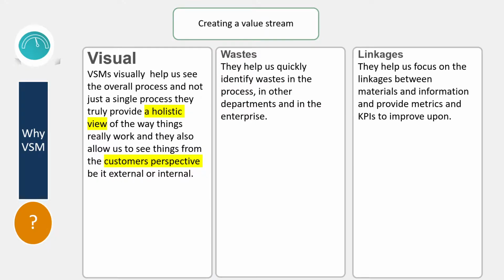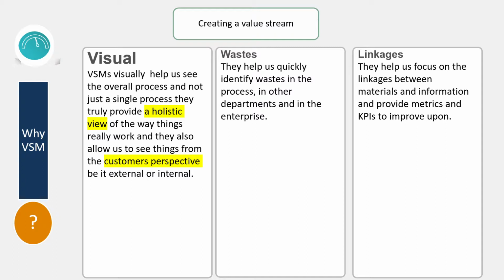Before we dive into creating a VSM, we should spend some time on why we use value stream maps. VSMs visually help us see the overall process, and not just a single process. They truly provide a holistic view of the way things really work, and they also allow us to see things from the customer's perspective, be it external or internal. They help us quickly identify wastes in the process, in other departments, and in the enterprise. Finally, they help us focus on the linkages between materials and information, and provide us with metrics and KPIs to improve upon.